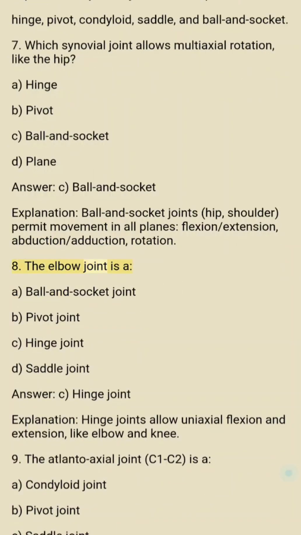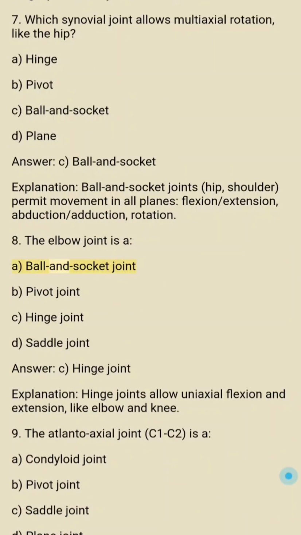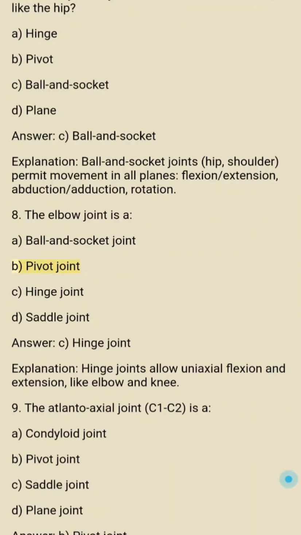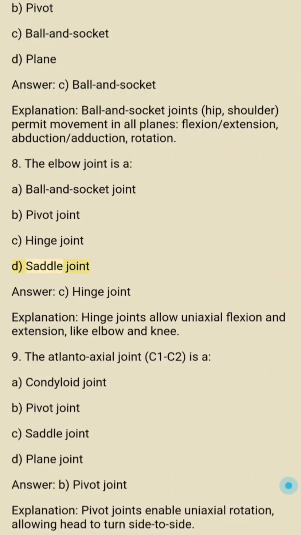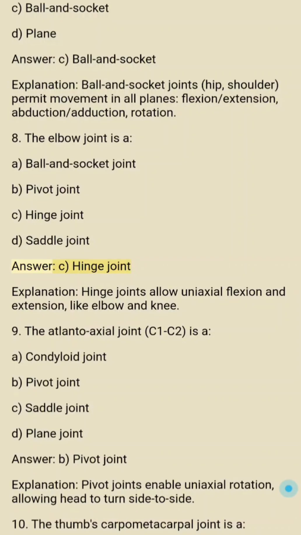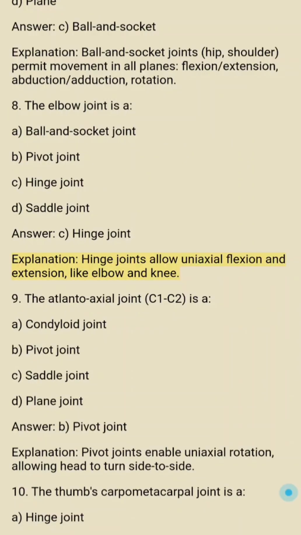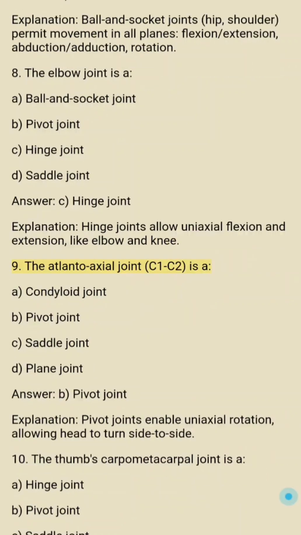8. The elbow joint is A. Ball and socket joint. B. Pivot joint. C. Hinge joint. D. Saddle joint. Answer. C. Hinge joint. Explanation. Hinge joints allow uniaxial flexion and extension, like elbow and knee.